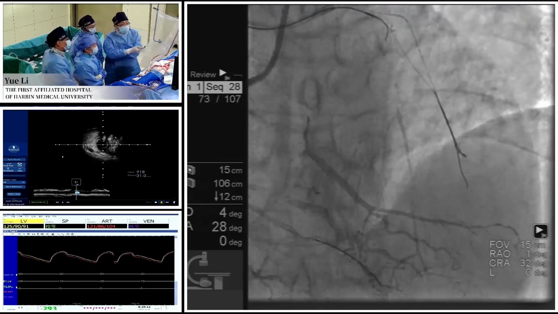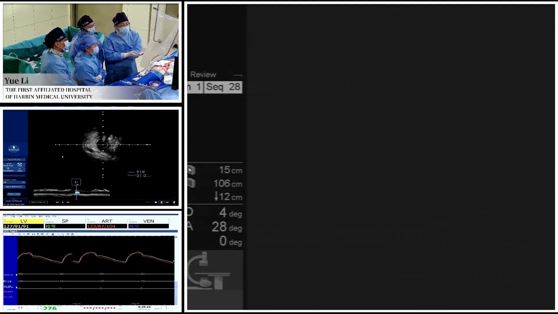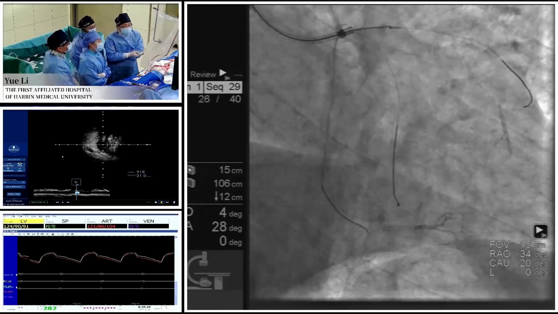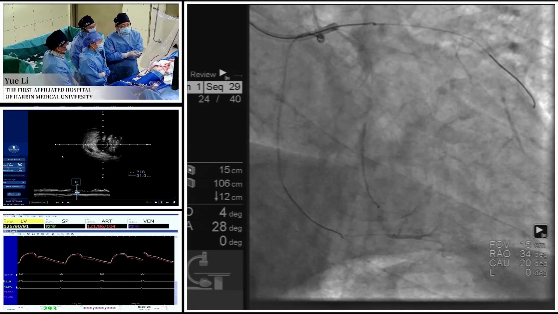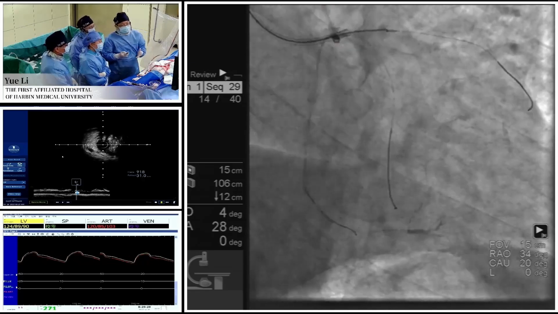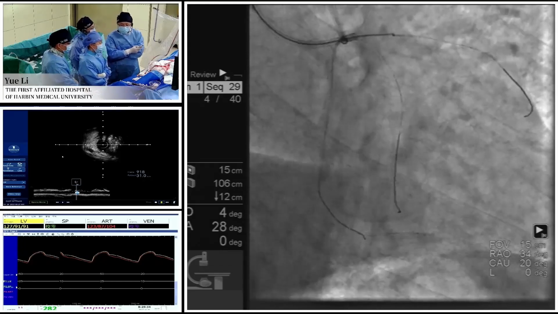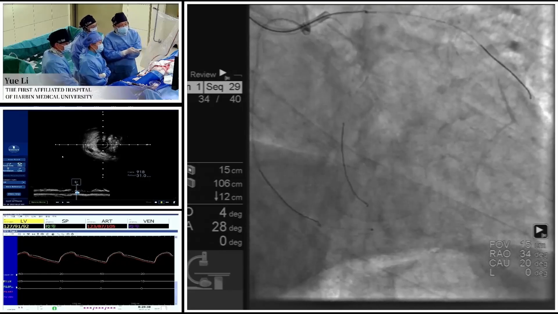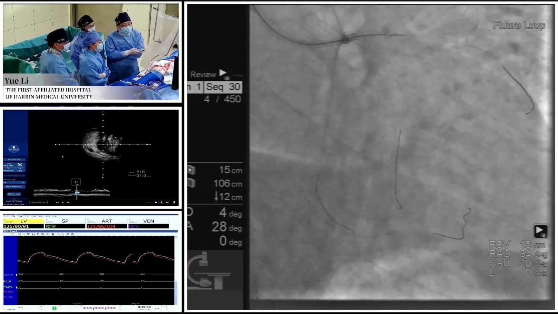So we rapidly switch to the retrograde approach. Because we already know from the RAO caudal view, we can see some septal collateral channels. And sometimes even if we don't use super selective injection, septal wire surfing also could successfully advance the thin wire to cross the septal collateral channel. But this time we did a super selective angiogram. We can see some collateral channels.